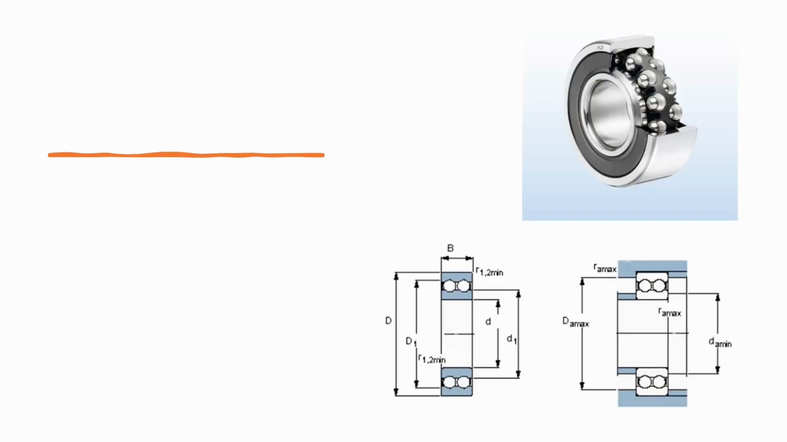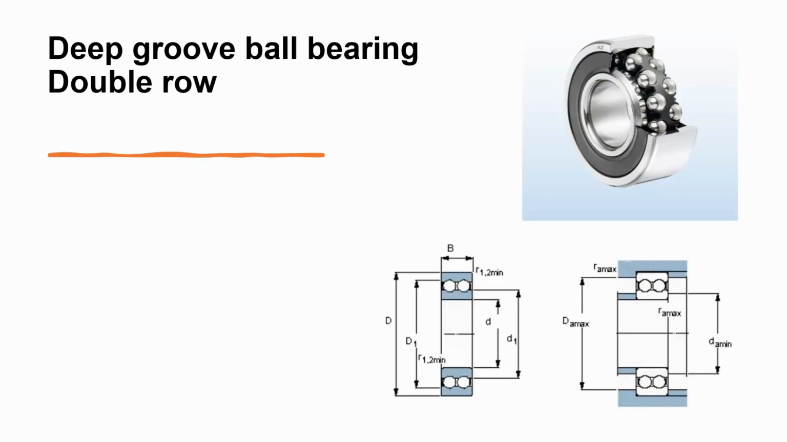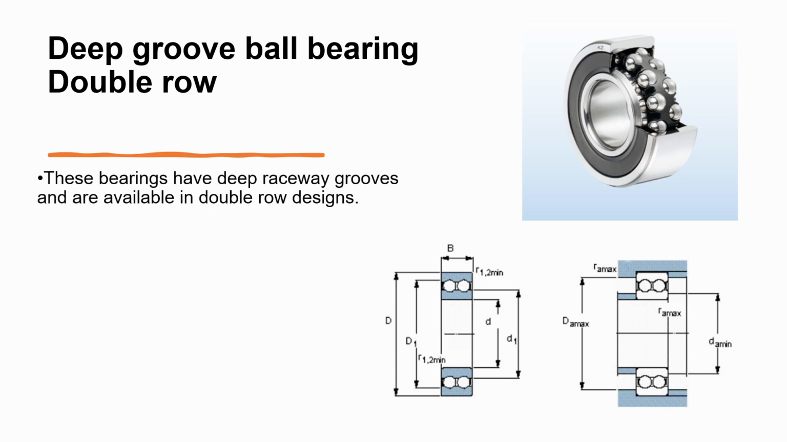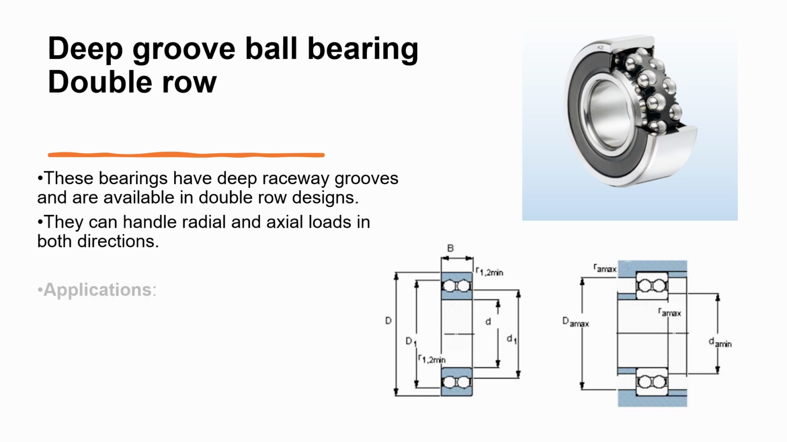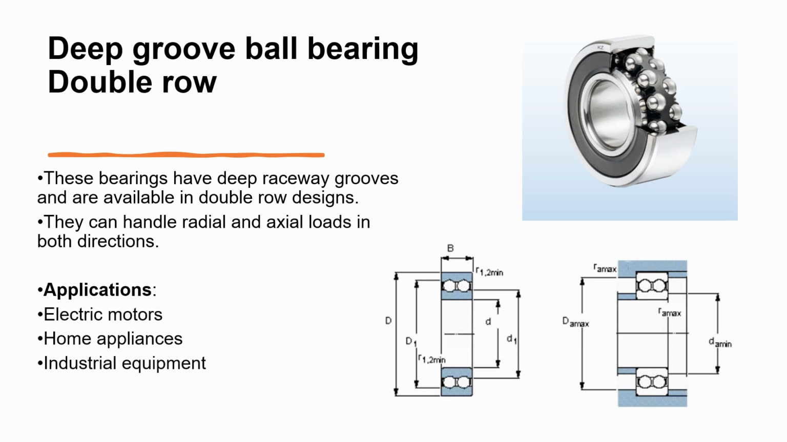Deep groove ball bearing, double row. These bearings have deep raceway grooves and are available in double row designs. They can handle radial and axial loads in both directions. Applications: electric motors, home appliances, industrial equipment.